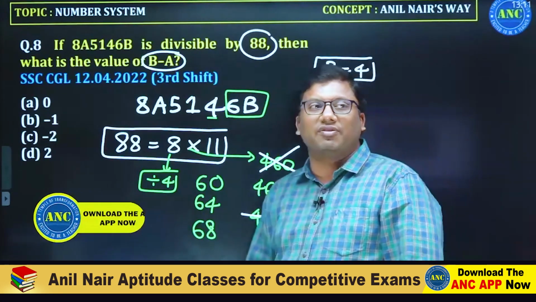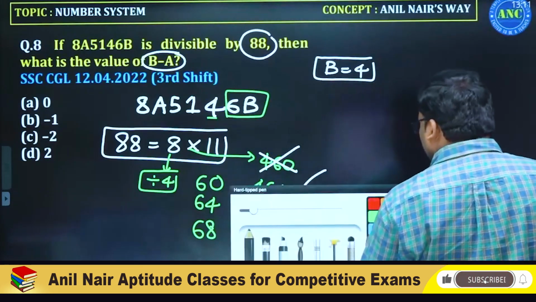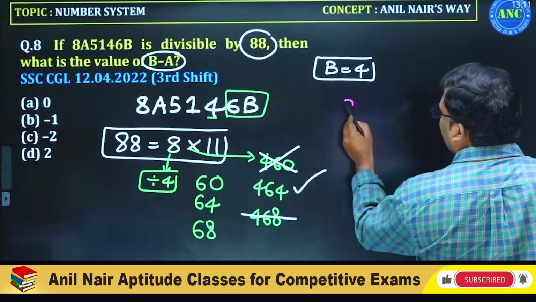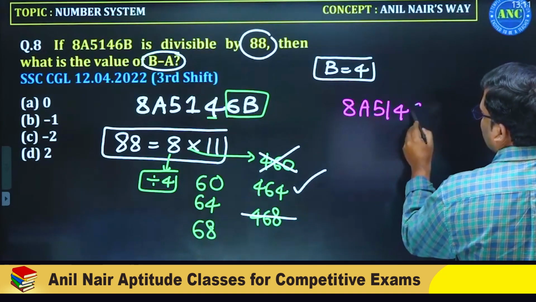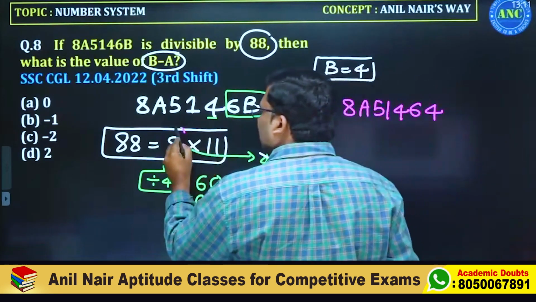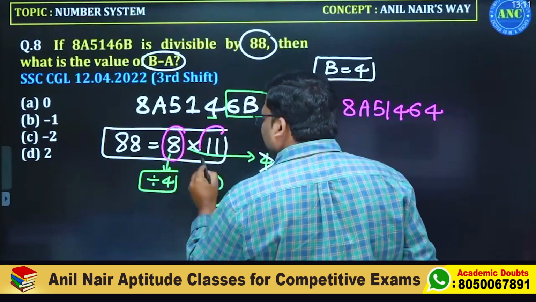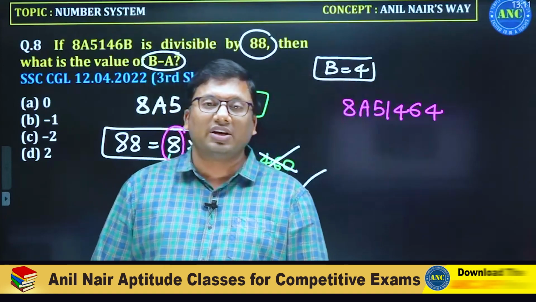Once we get B as 4, we substitute, and the number becomes 8A514664. We used the divisibility rule of 8. Now we will use the divisibility rule of 11.